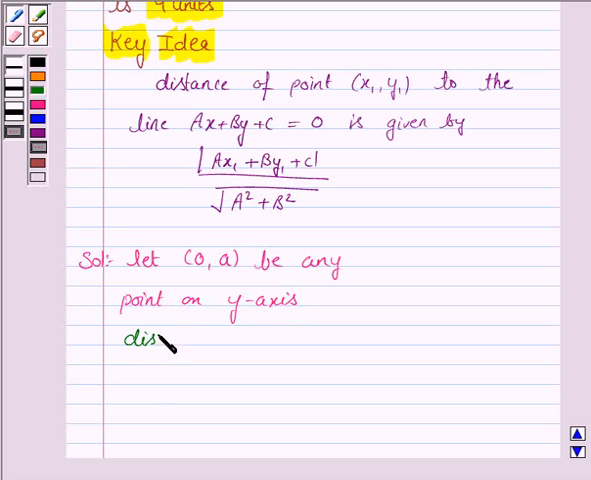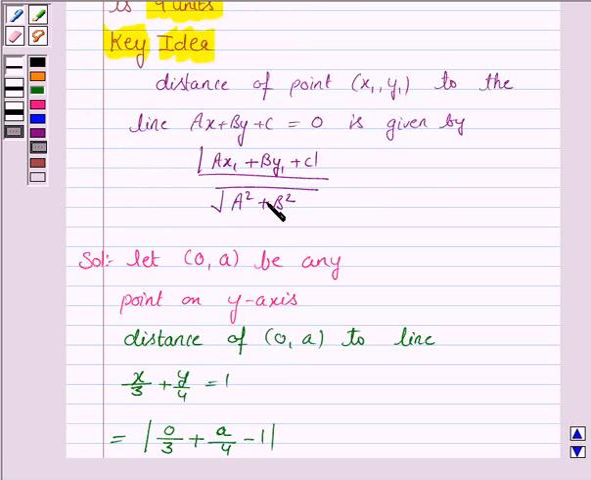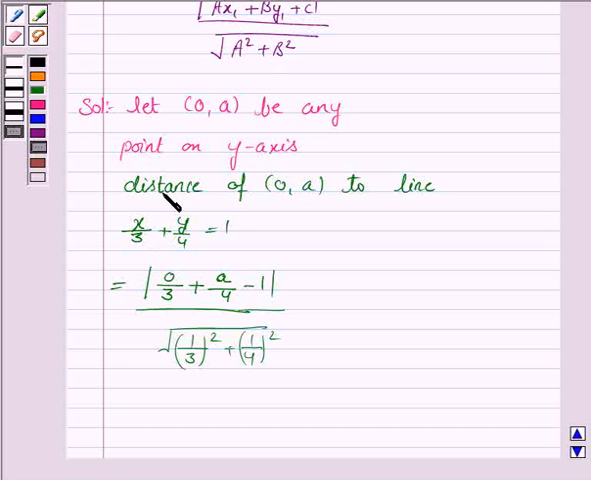Now the distance of the point 0, A to the line x upon 3 plus y upon 4 is equal to 1 is given by mod of 0 upon 3 plus A upon 4 minus 1 upon under root of 1 upon 3 square plus 1 upon 4 square. This is by using the formula for distance of a point to the line. And here A is 1 upon 3 and B is 1 upon 4. And C is minus 1.